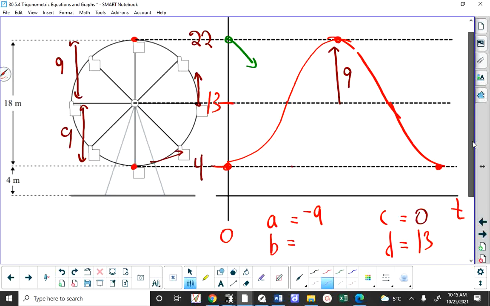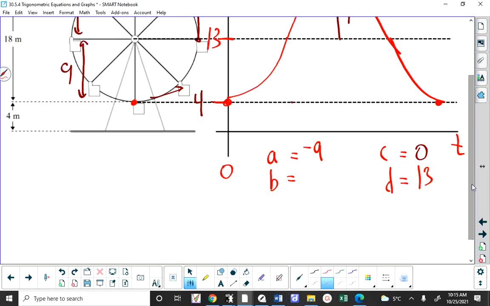Now what about B? Well, B is 2 pi over the period.